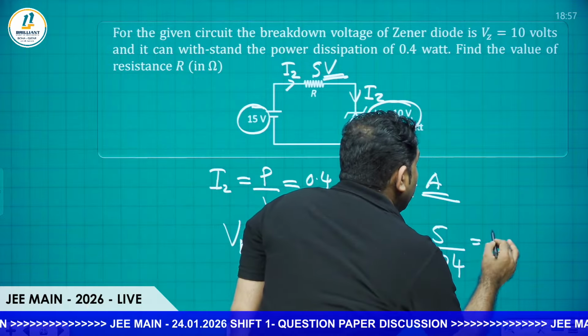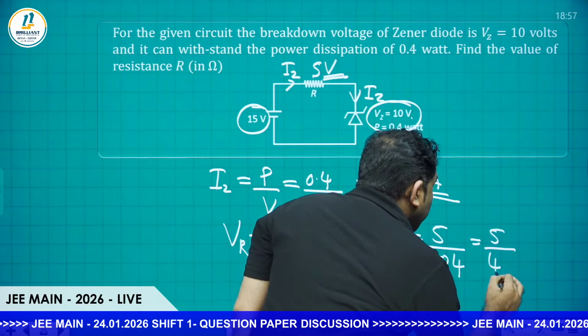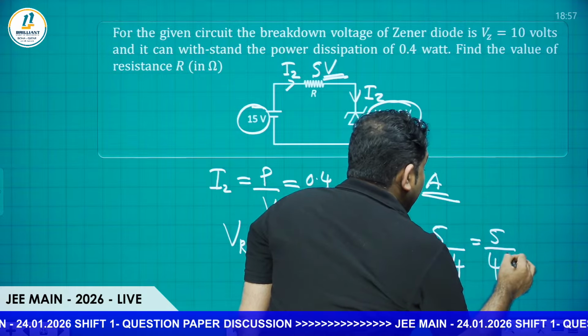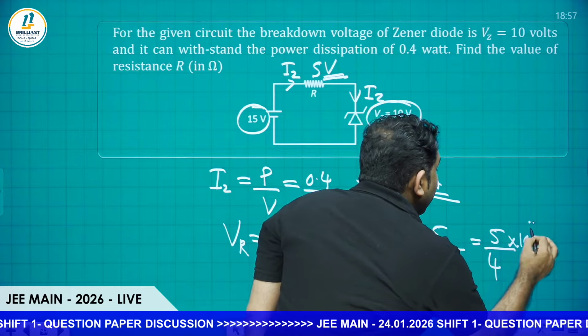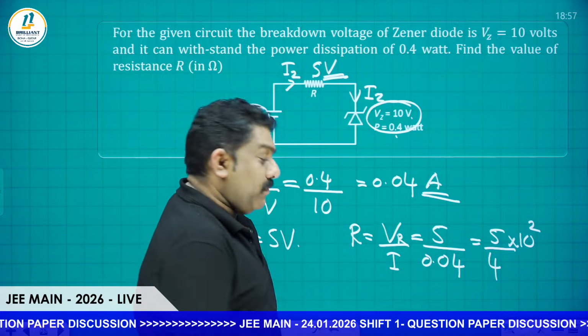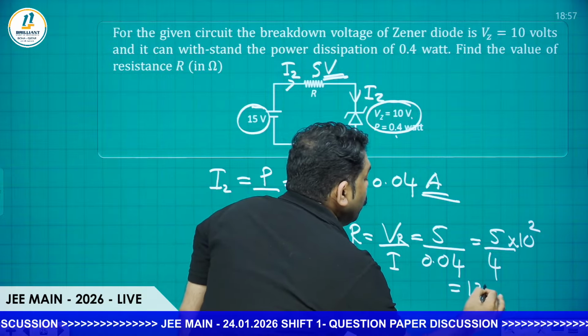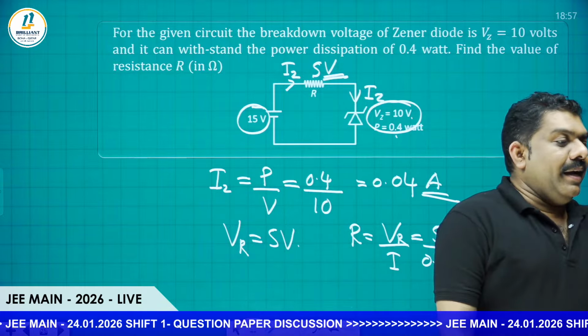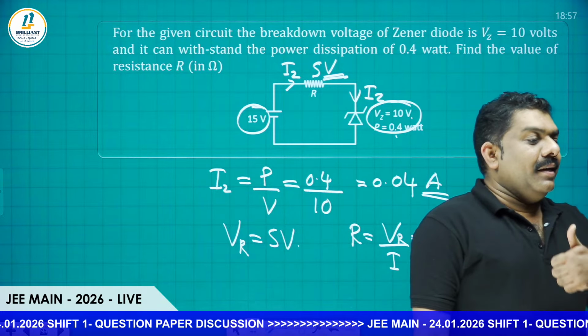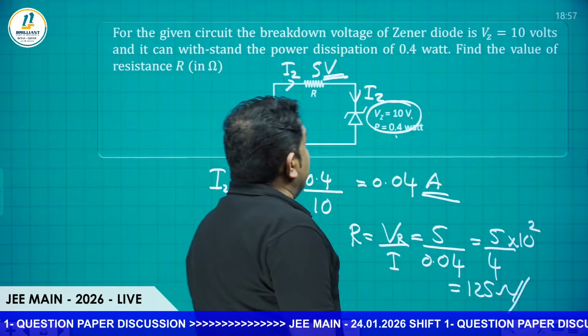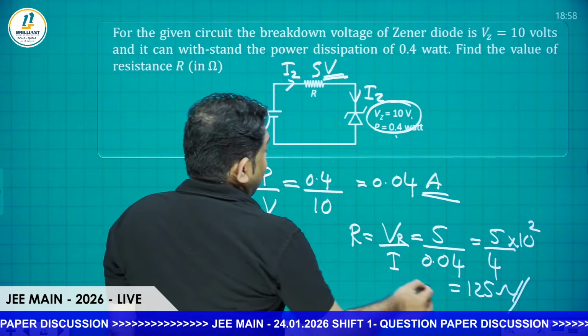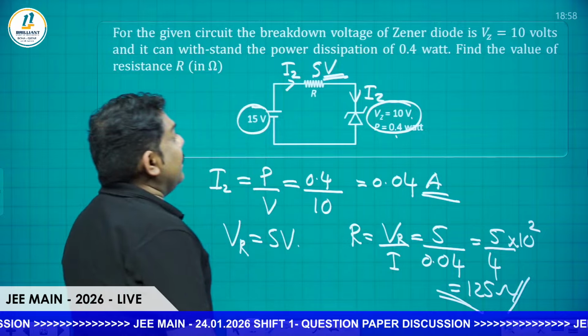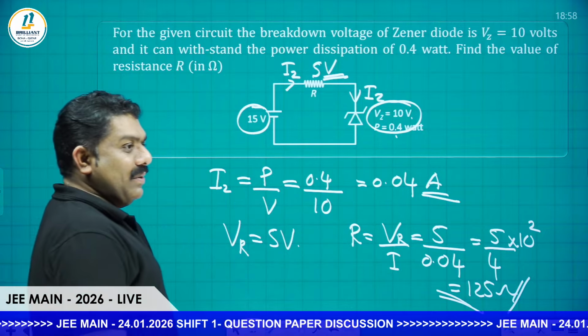That is equal to 5 by 4 into 10 raised to minus 2, meaning numerator 10 square, 500 by 4. So that is equal to 125 ohm. Yes, right. So we can say 125 ohm is the resistance of this connected resistance in series. I think you got it correctly.